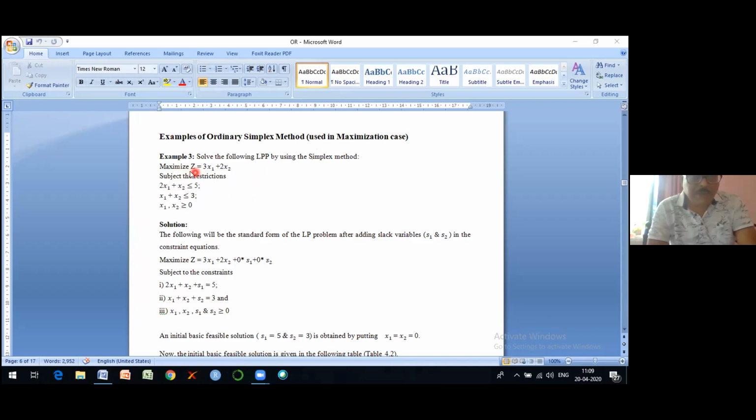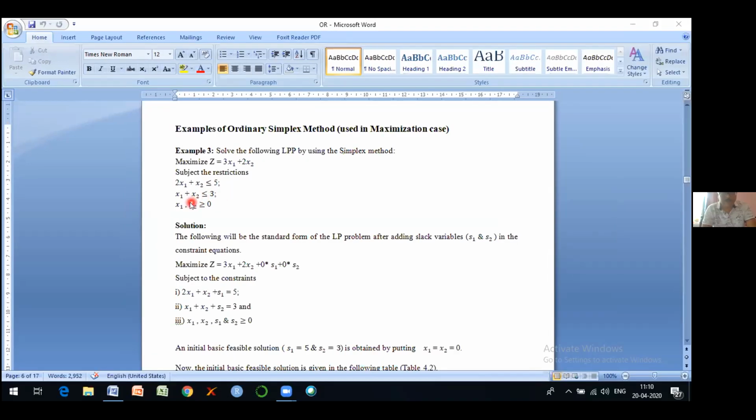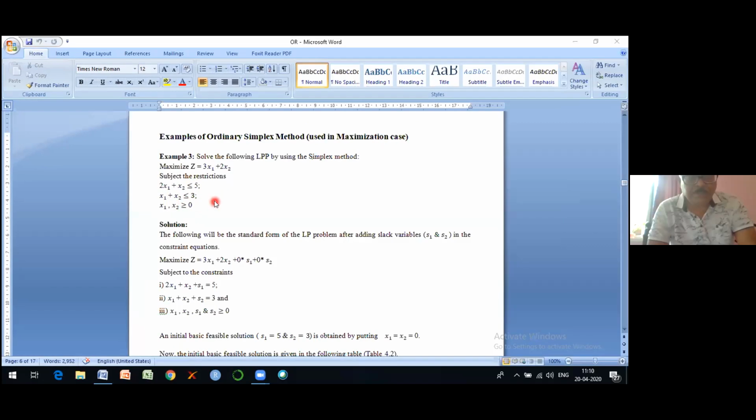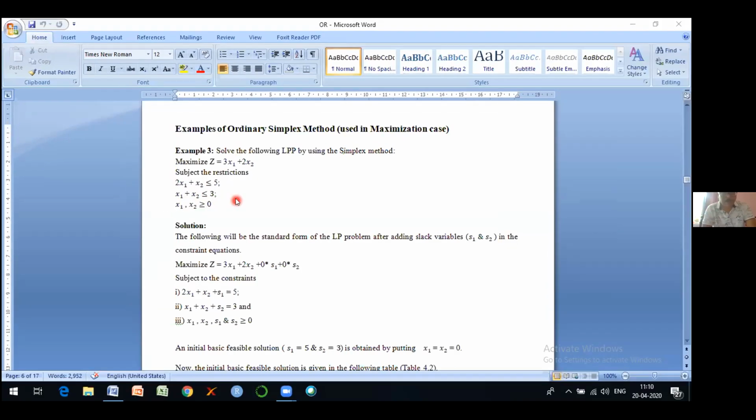The maximization problem. Here our objective function is to maximize the value of Z. And this is our objective function: Z equal to 3x1 plus 2x2. And there are two constraints. The first constraint is 2x1 plus x2 less than equal to 5, and the second constraint is x1 plus x2 less than equal to 3.